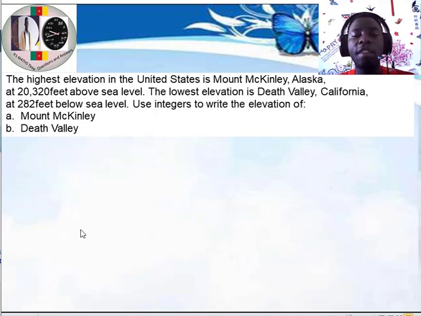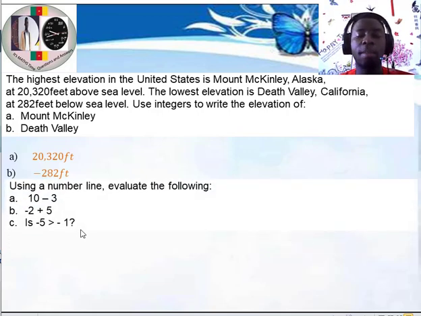Therefore, the elevation of Mount McKinley, which is A, will be a positive number, positive 20,320 feet. And the lowest elevation, which is below sea level, will be a negative number, negative 282 feet. So that's how we denote those types of situations. Let's now look at another example.